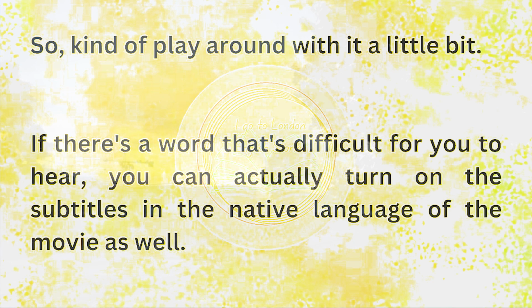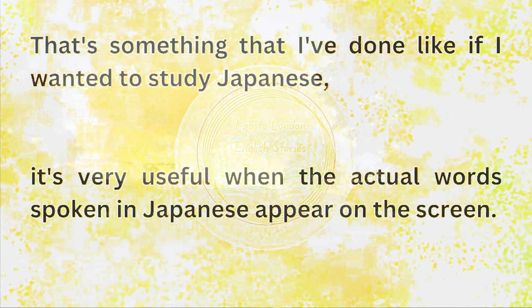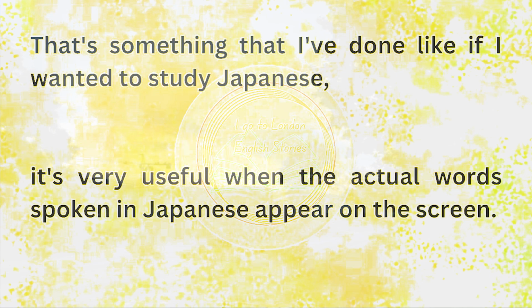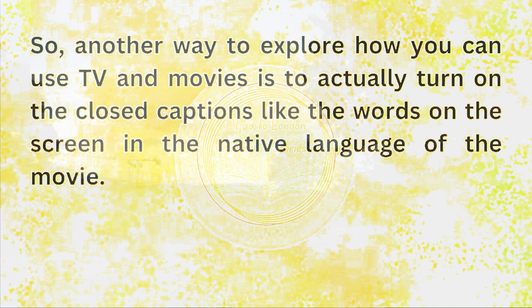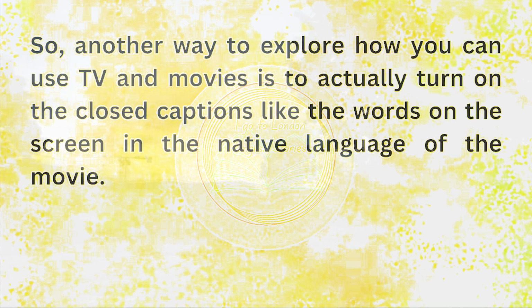If there's a word that's difficult for you to hear, you can actually turn on the subtitles in the native language of the movie as well. That's something that I've done, like, if I wanted to study Japanese, it's very useful when the actual words spoken in Japanese appear on the screen. Sometimes it's easier for me to catch a word if I see it visually and I hear it at the same time. So, another way to explore how you can use TV and movies is to actually turn on the closed captions, like the words on the screen in the native language of the movie.